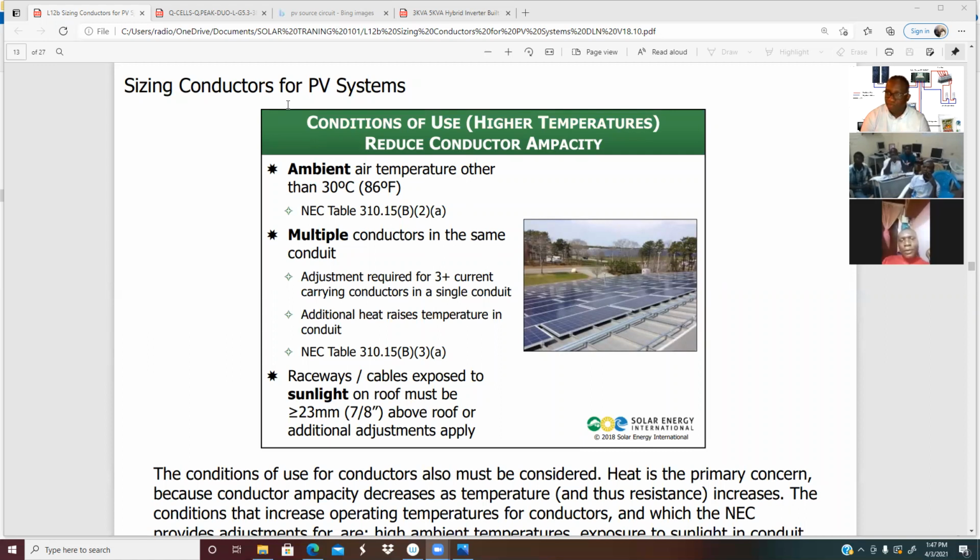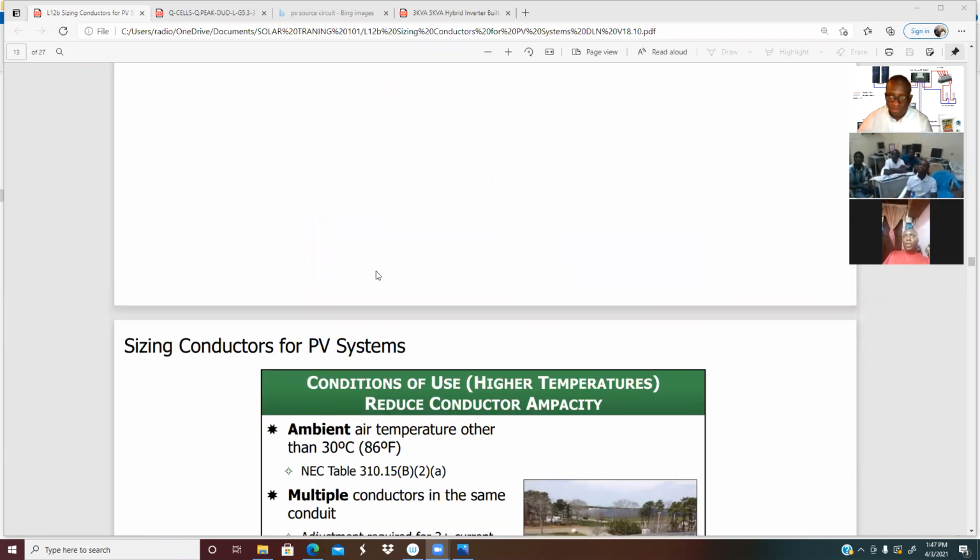To size your conductor, it depends on your array. Guys, do you know what an array is? A group of PV modules. A group of PV modules makes an array. It depends on your array, how your array is. This is how you are going to size your conductor.